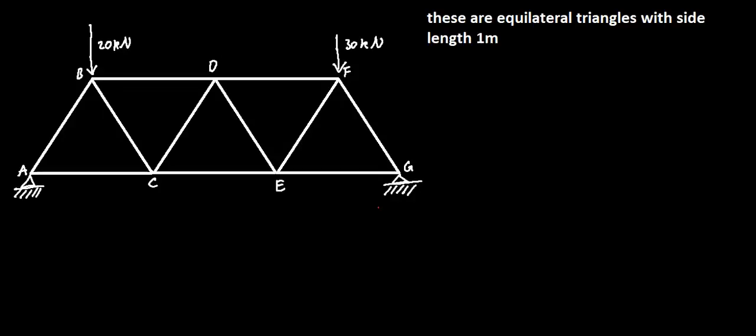So I've got a truss bridge diagram here, and what we have to do is determine the forces that are experienced within each member of this truss. The first thing in truss analysis is to figure out the reaction forces in the supports here at point A and point G of the bridge. We have external forces of 20 kilonewtons and 30 kilonewtons.